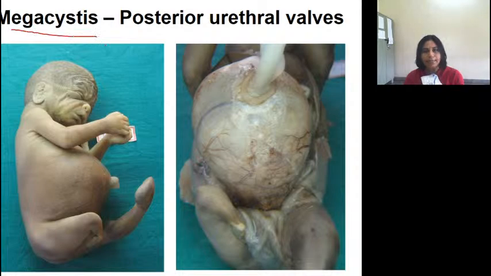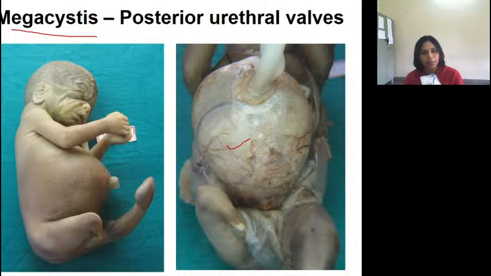In megacystis, the bladder is distended with too much urine. This happens when there is obstruction to the outlet of the bladder. The kidneys function normally, they excrete urine, and the bladder keeps filling with urine, but there is no outlet, so the bladder outlet is obstructed. Especially in males, it is most commonly obstructed by posterior urethral valves. Because of that, the bladder will be obstructed and it will form the megacystis.